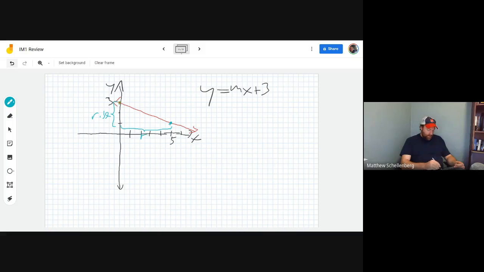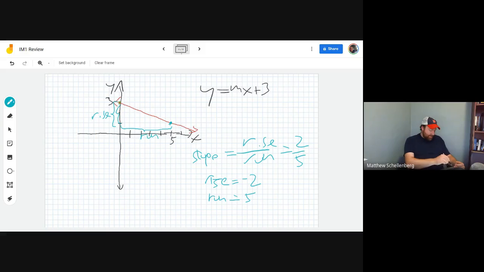And this would be the run. So the rise seems to be 1, 2. So that's minus 2. Rise equals minus 2. And the run seems to be 5. Run is 5. So rise over run would be 2 over 5. And remember that this is the slope.